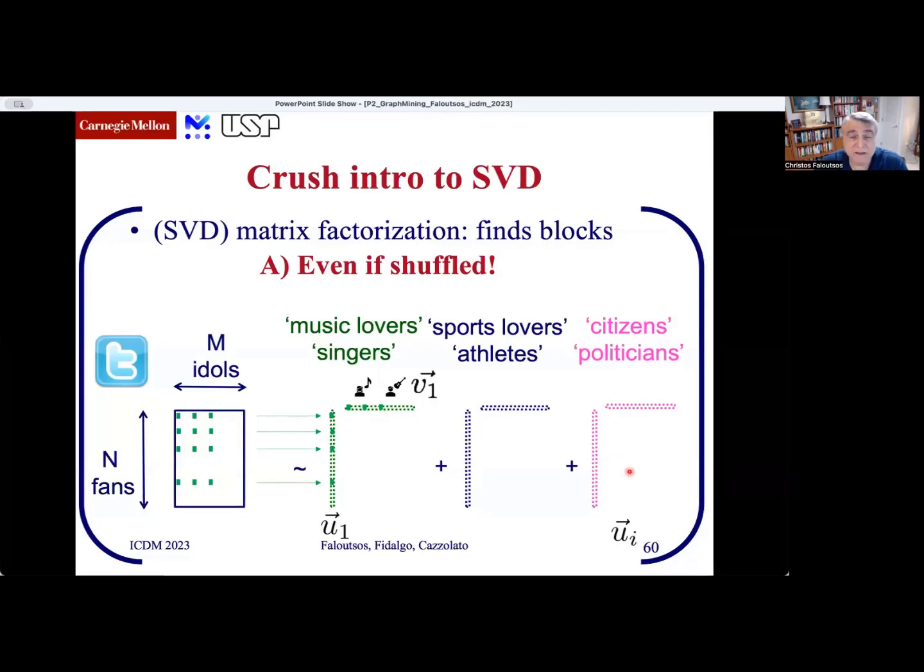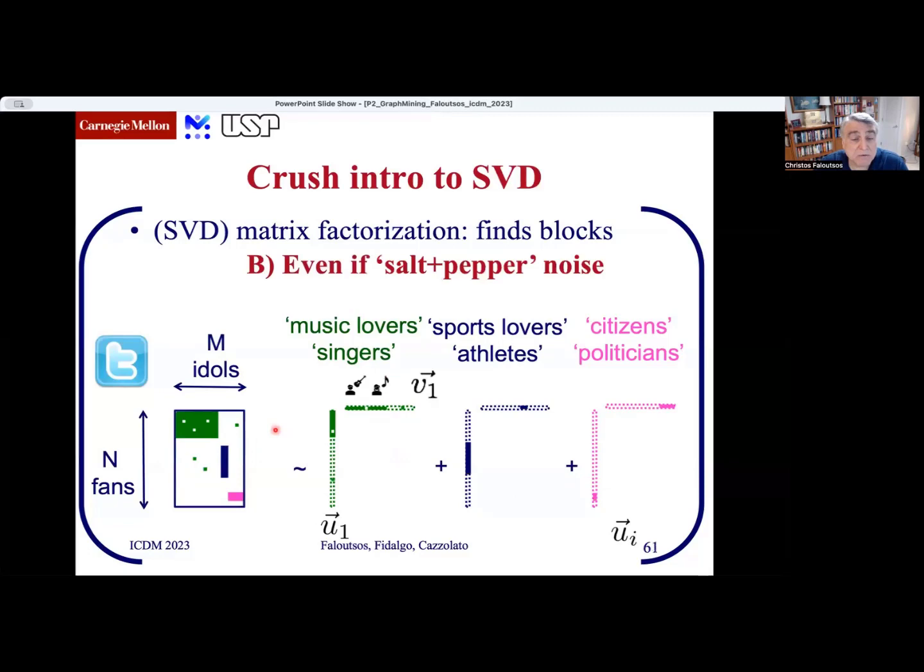But wait, there is more. Singular value decomposition will work even if there are a few missing edges from the full block, or if there are some additional edges. This is called salt and pepper noise. So this is salt, this is pepper, right? Even then, the singular value decomposition will give most of the music lovers high scores. Maybe there will be a few extras, right? And the same, most of the musicians will get high scores, and most of the rest will get very low scores.